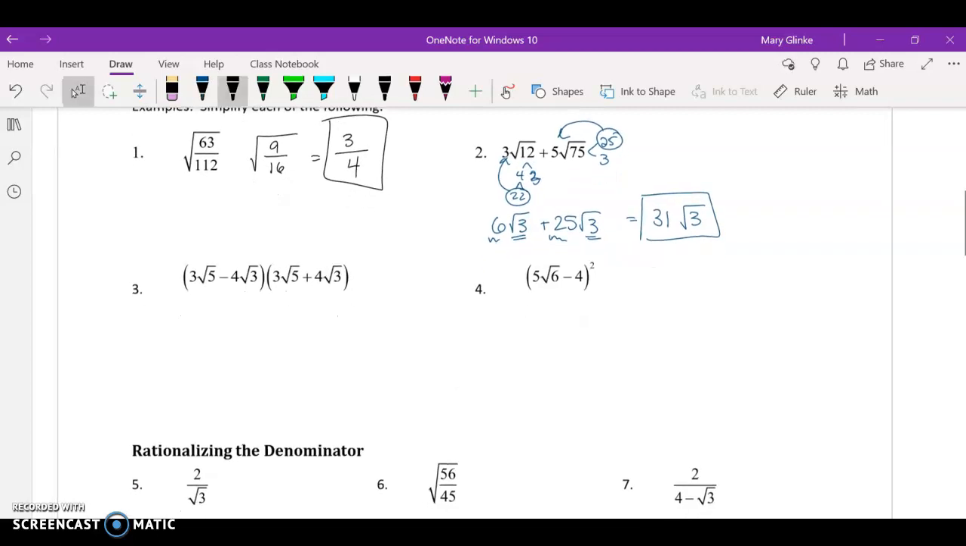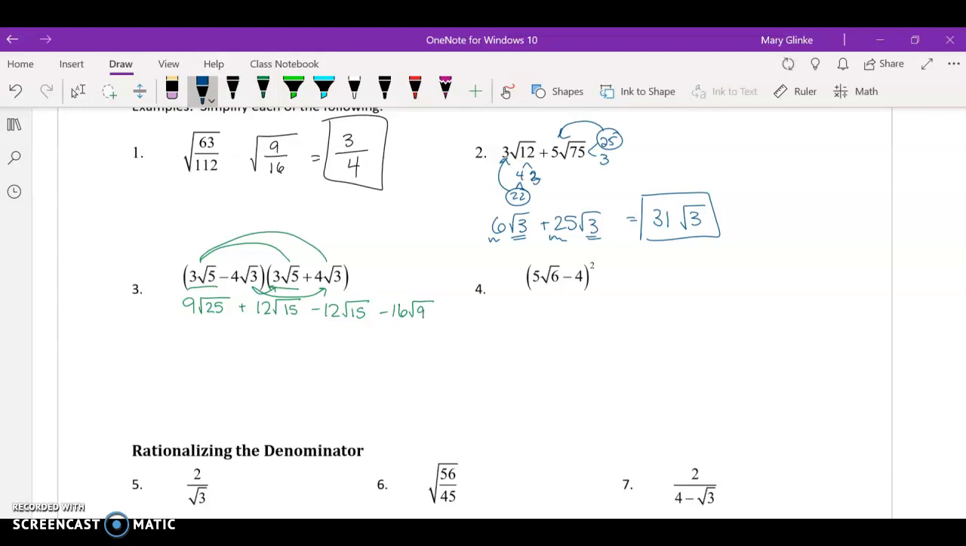When multiplying radicals, we want to use our distributive property, so we're going to do 3 root 5 times 3 root 5. We do 3 times 3, which is 9, and root 5 times root 5, which is root 25. Notice this is different than adding. With multiplying, you still multiply the coefficients and you multiply the radicands. The next one then would become 12 root 15, then minus 12 root 15, then minus 16 root 9.